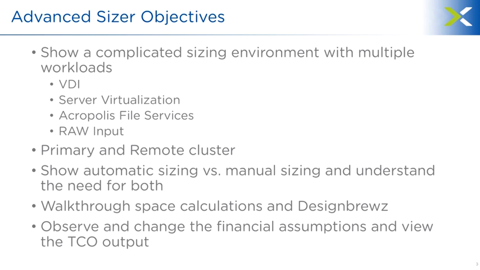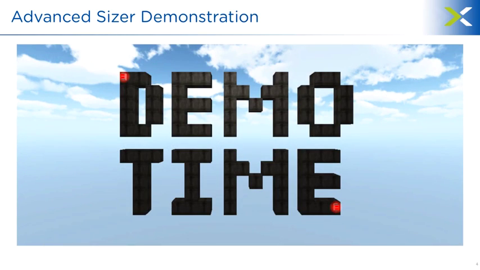And then there's a concept in Sizer called automatic sizing, which is the default. Let Sizer figure out what's optimal, but you can tweak things with manual sizing, and I'll go through all that. And then finally, as mentioned earlier, we'll go through space calculations and how Design Brews fits in, and also financial assumptions, so you know the cost of the solution itself. And with that, why don't we get started?